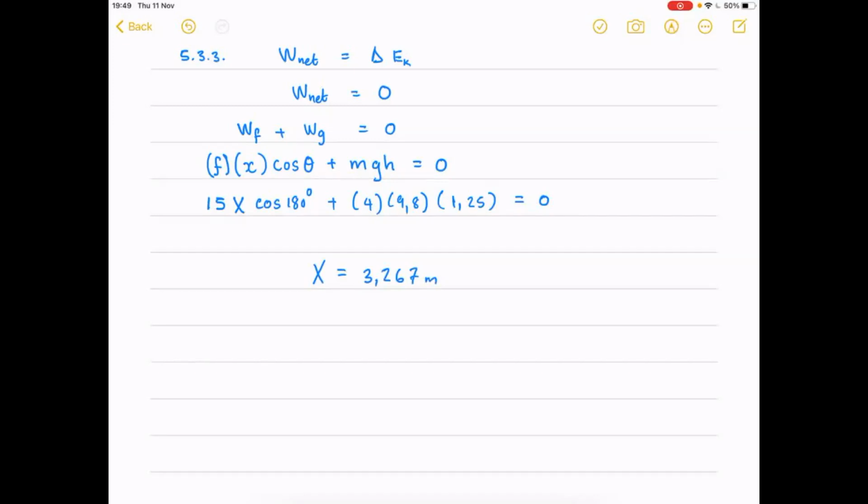Okay, so the part that was important here is the work energy theorem. And they said constant speed, which meant that there's no change in the kinetic energy. V initial and V final are exactly the same.